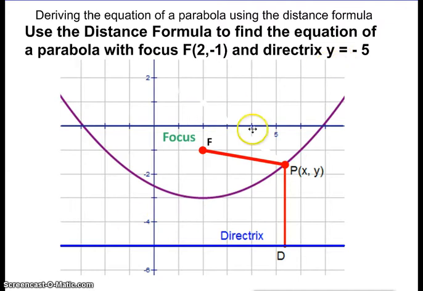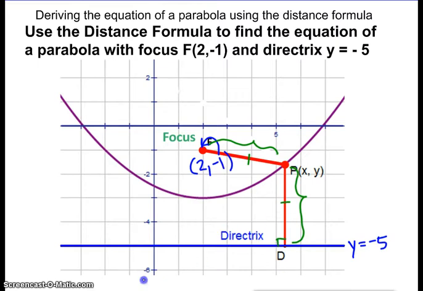Now I've already taken the time to draw this graph for you. It's not always going to be this way. You're just going to get some information and you have to think about the graph. So 2, -1, this is my focus right here. I have a line y equals -5. So I know this parabola will open up because the focus is above the directrix. I also know that the distance from the focus to this point P on the parabola is the same length as the point P to the point D on the directrix. Okay? That's going to be very important in just a little bit.